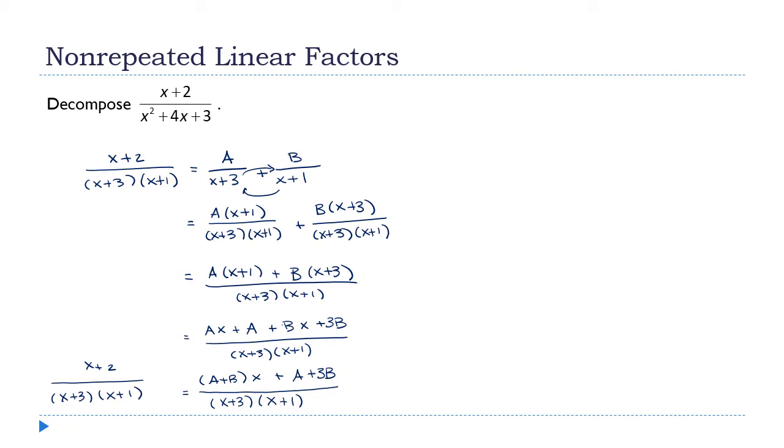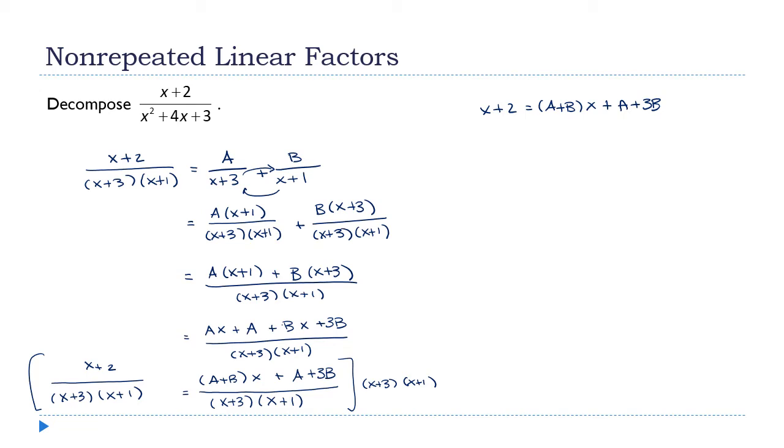Okay, well, let's do this next. Let's get rid of the denominators. Right, multiply both sides by x plus 3 times x plus 1. Multiply and multiply. And that's just going to clear the denominators out. All that's left is the numerators. x plus 2 equals a plus b times x plus a plus 3b. Excellent. This is progress.